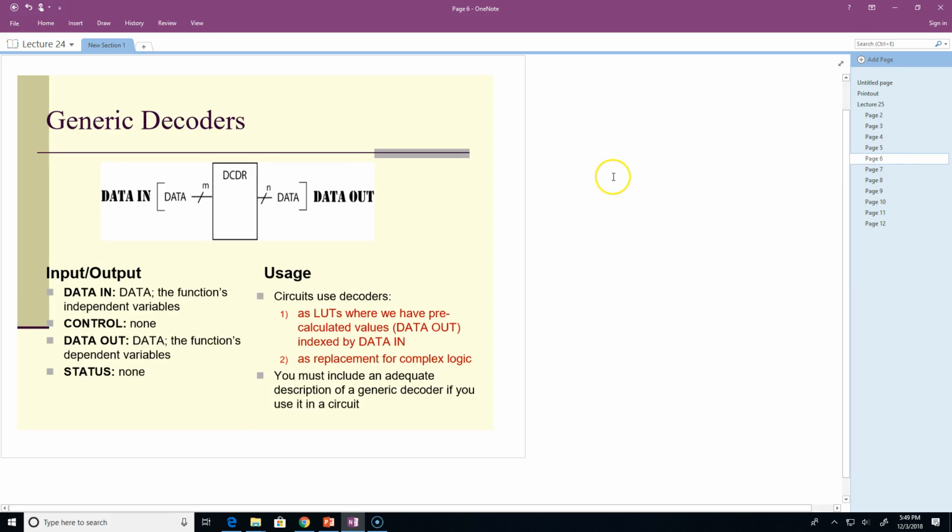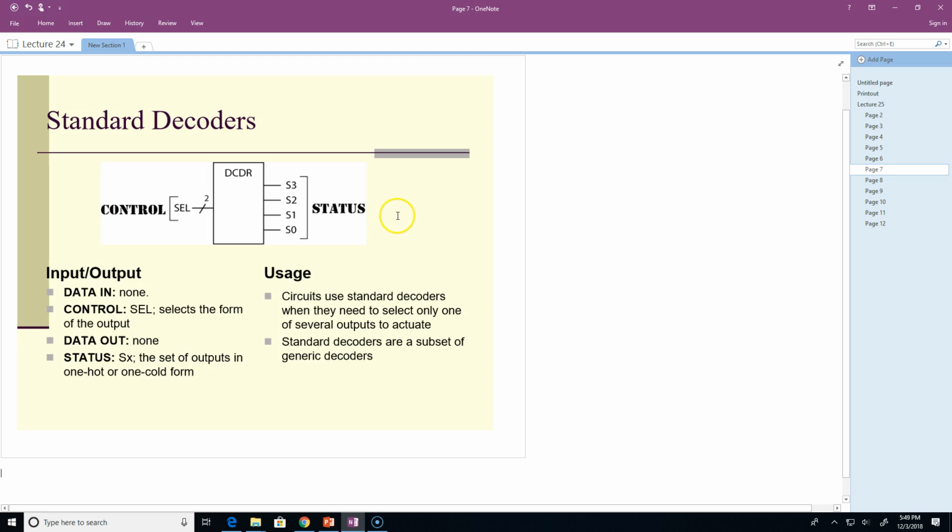A generic decoder is essentially a lookup table. I'm going to use that in two areas: where I have a bunch of computed values I need to output, or as a replacement for complex logic. We've been primarily using these in the context of output data display. In some instances, we did use them for logic. I think in the validity checker we use it as logic. So if you use this in your circuit, you have to show me a table that defines it, and after that you're good to go.